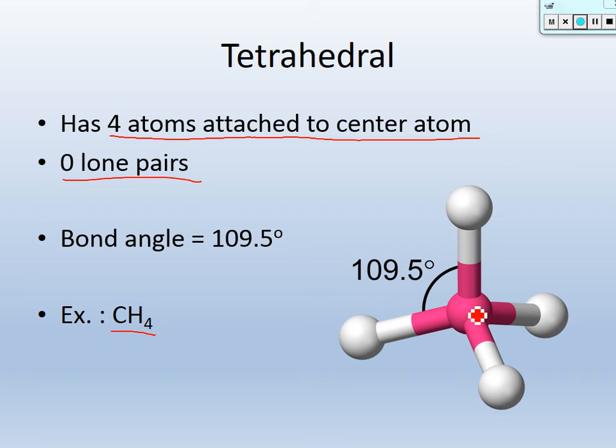So this is my carbon atom. It's a central atom. These are hydrogens here. If I asked you the shape or the molecular geometry of CH4, you would say tetrahedral. Okay, so four atoms attached to the central atom and zero lone pairs. All right.